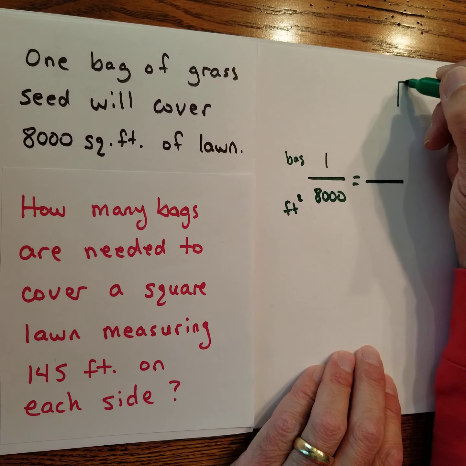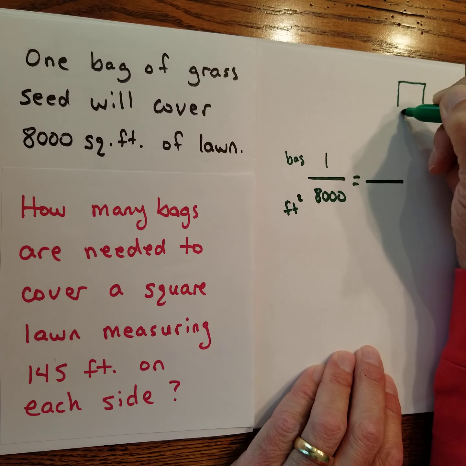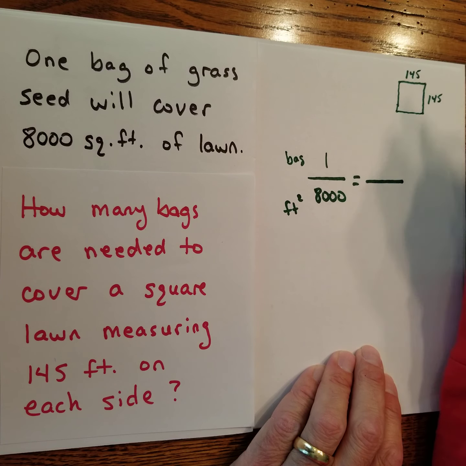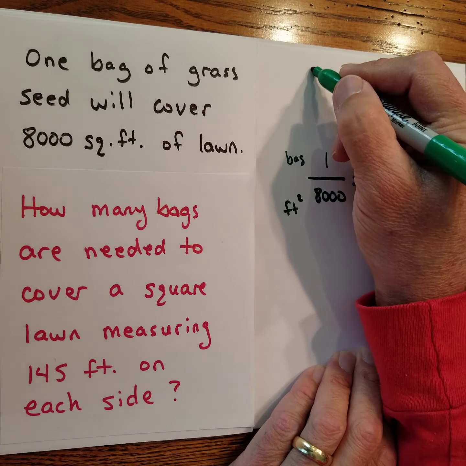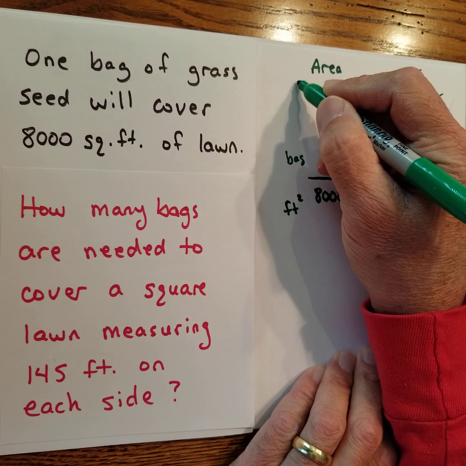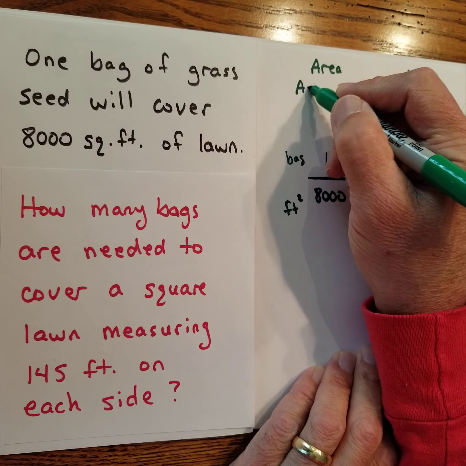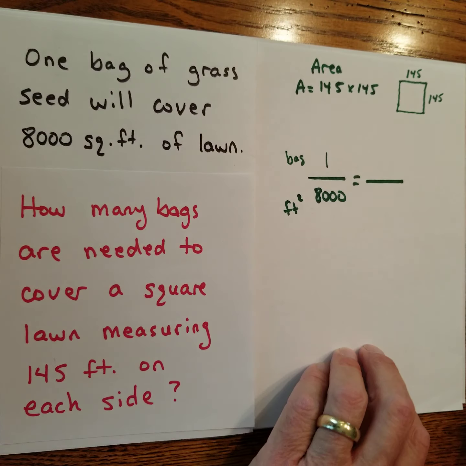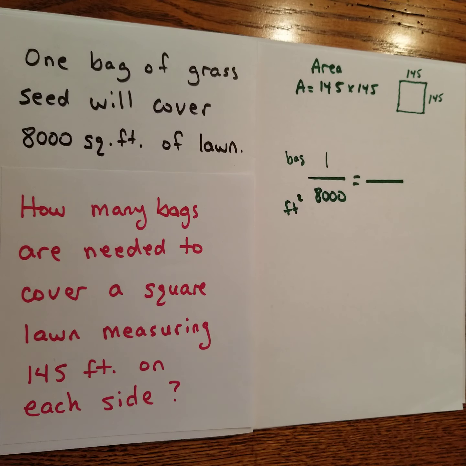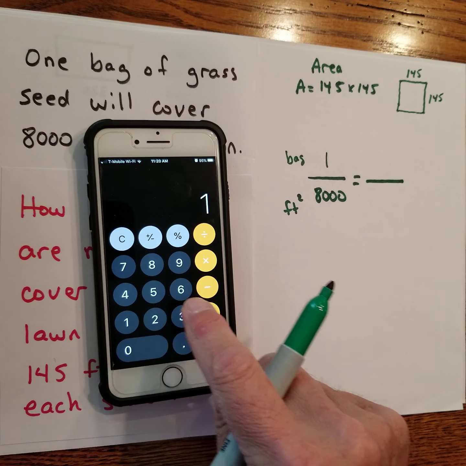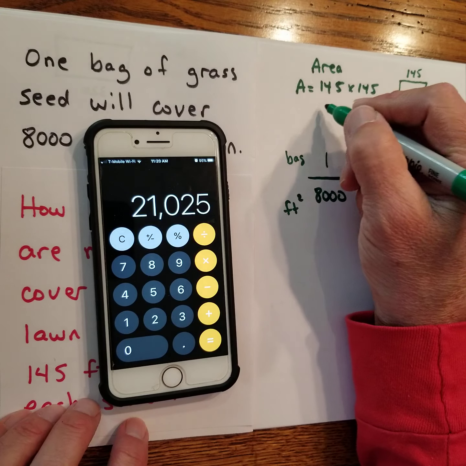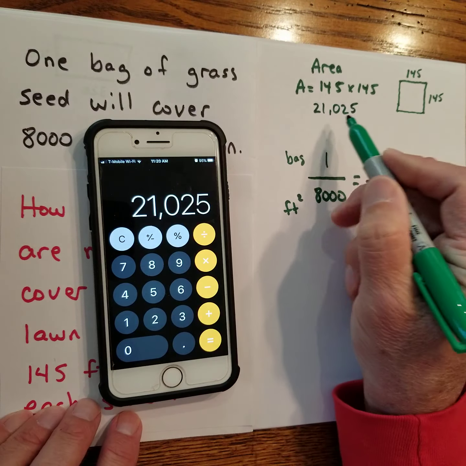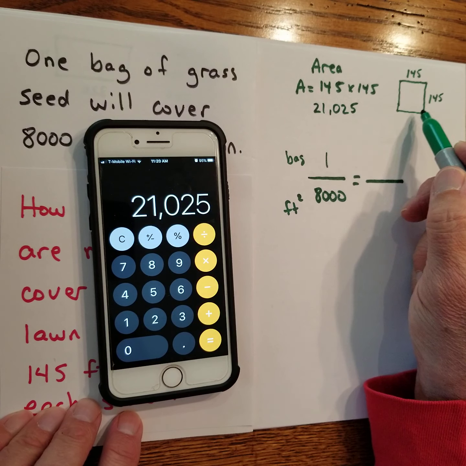Let's go to scrap paper. I have a square lawn that measures 145 feet on each side. What's the area of that lawn? Area is length times width. We'll multiply 145 times 145. 145 times 145 is 21,025. That's the number of square feet in my lawn.